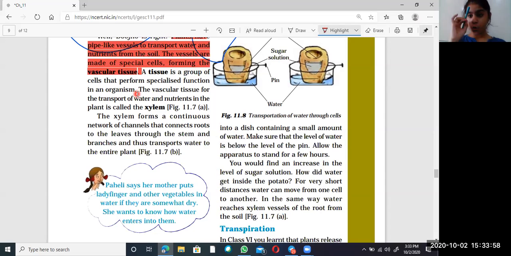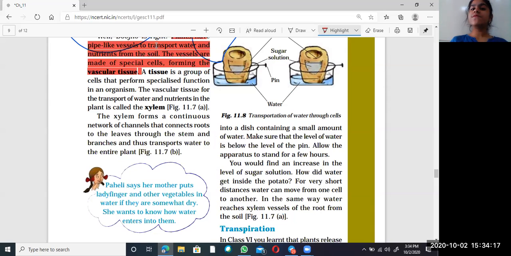The vascular tissue in a plant helps in the transportation of water from the roots, or when the leaf prepares its food, how does that food get transported in the whole plant? Yes, it is because of these tissues, vascular tissues.